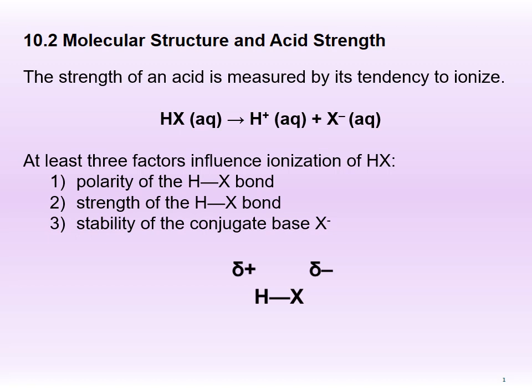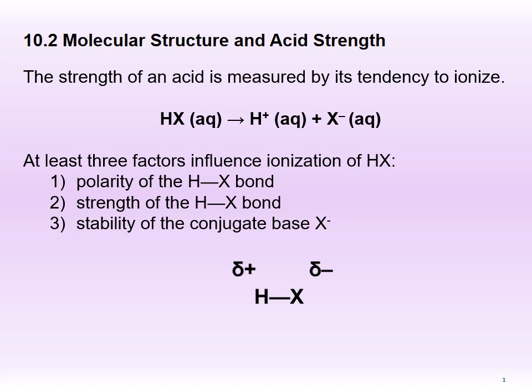Let's start with point 1, the polarity of the HX bond. Recall that in a covalent bond, the sharing of electrons doesn't have to be equal. A bond is polar when there is a difference in the electronegativities of bonded atoms. All the halogen atoms are more electronegative than hydrogen, so they each have a larger share of the bonding electrons.